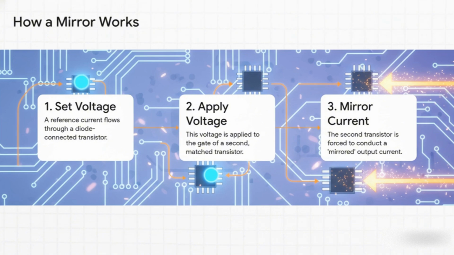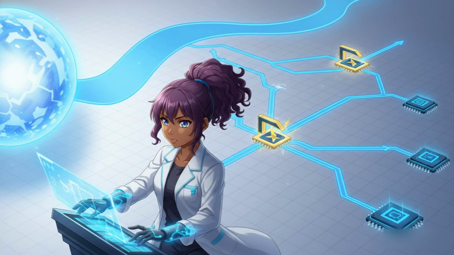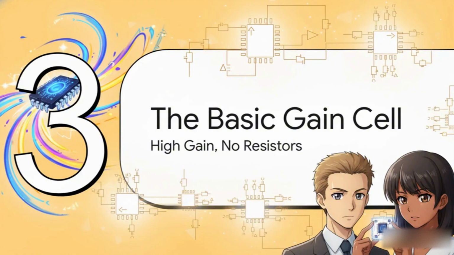It's just beautiful. And this whole technique has a name. It's called current steering. It's this incredible ability to generate one single master reference current and then steer perfect copies of it wherever you need them all across the chip using nothing but a few tiny transistors. It's a total game changer. Okay, so biasing. Solved. Check.